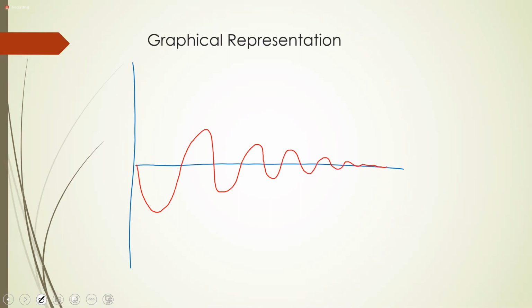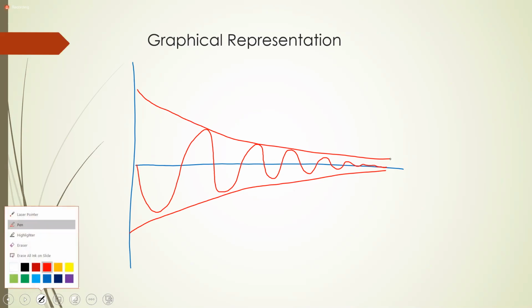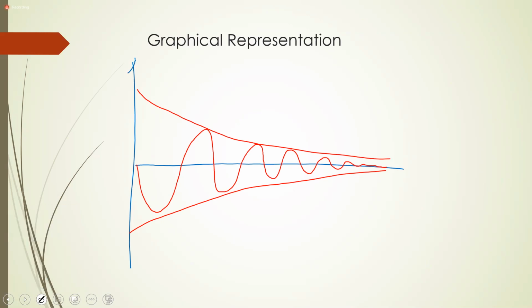All right. So what you'll have is that there would be an exponentially decreasing amplitude. So again, you'd have your I and you'd have your t.